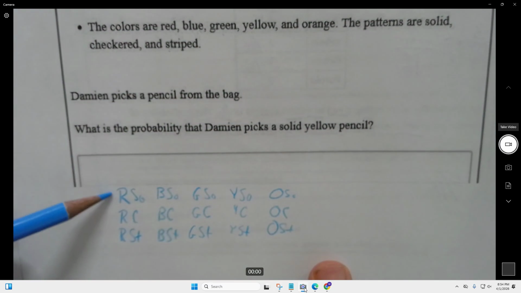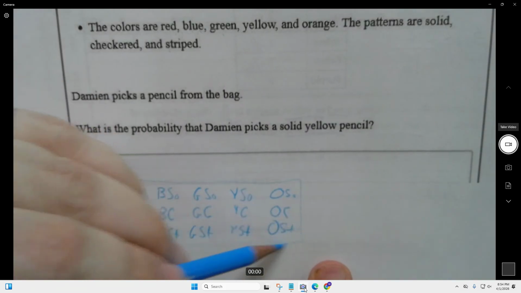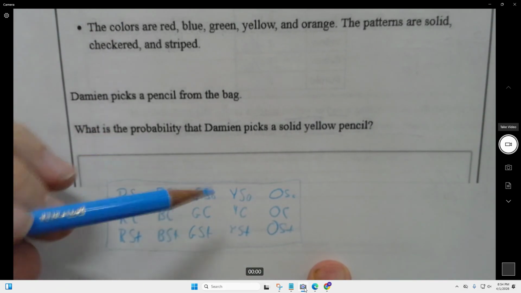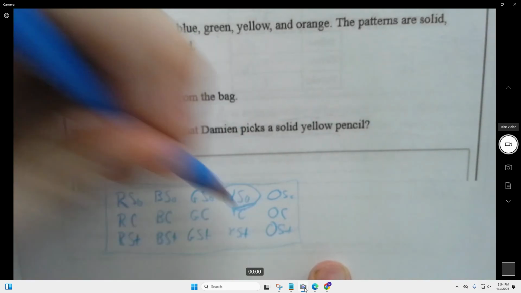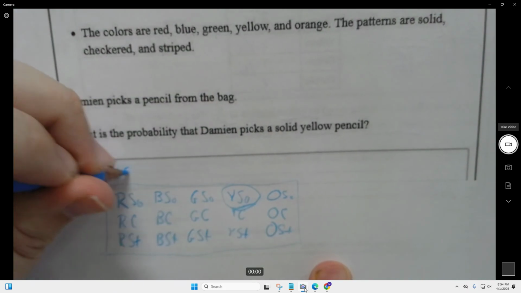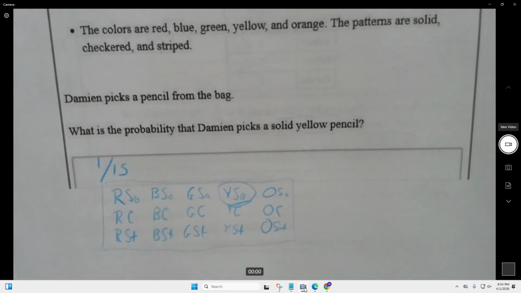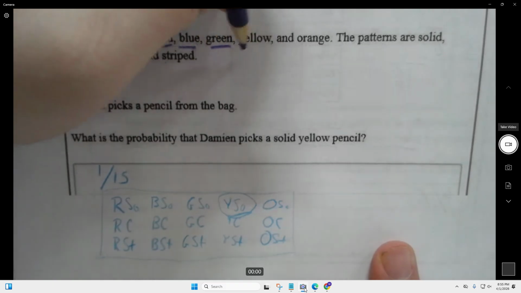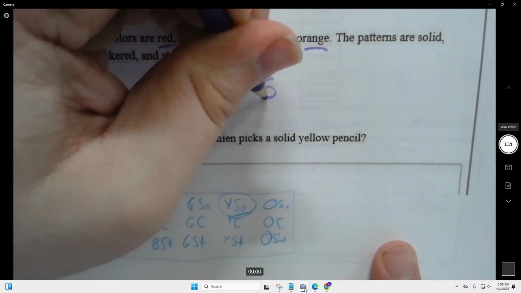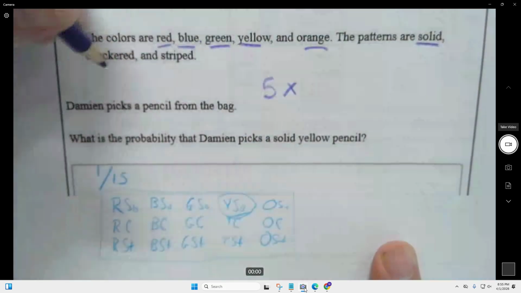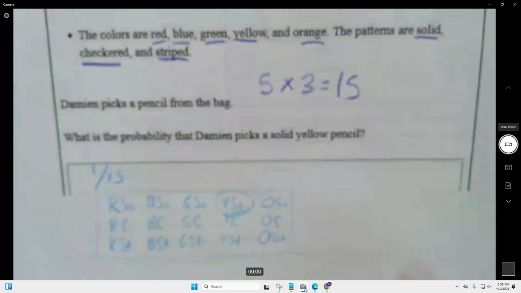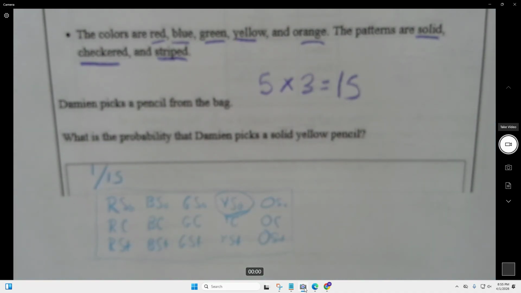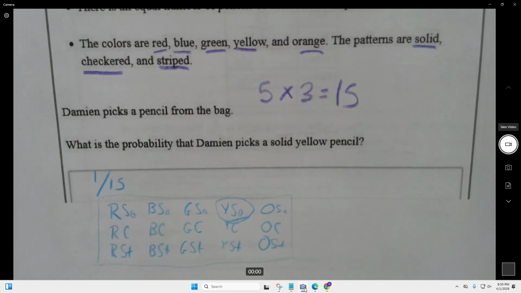So you have 15 possible options. The odds of pulling exactly the solid yellow pencil is 1 out of 15. You could have gotten how many possible options there are by taking the amount of colors, of which there are 5, and multiplying it by the amount of patterns, of which there are 3, for 15 possible combinations. Or you can list them all out like that. Either way works.